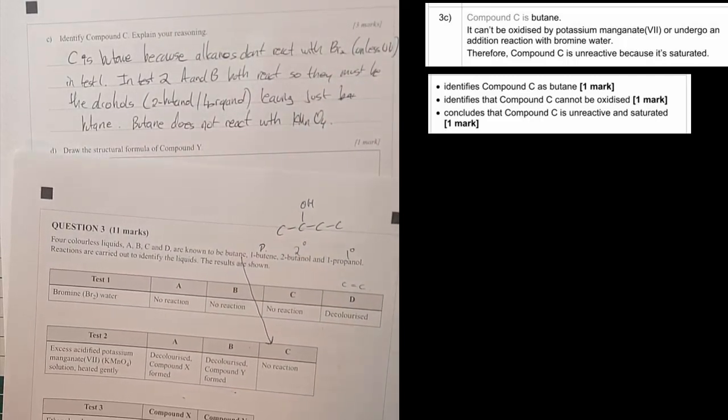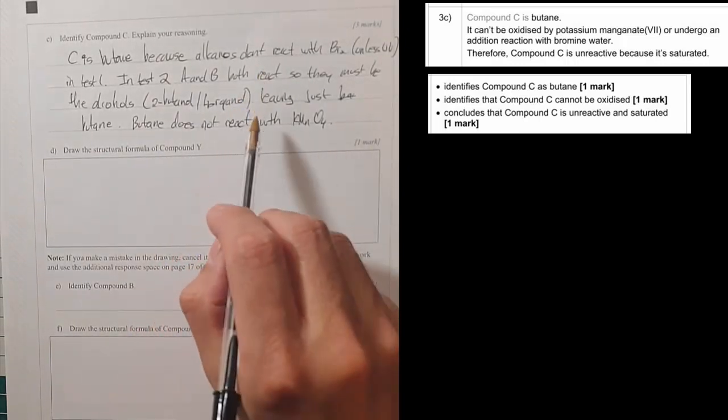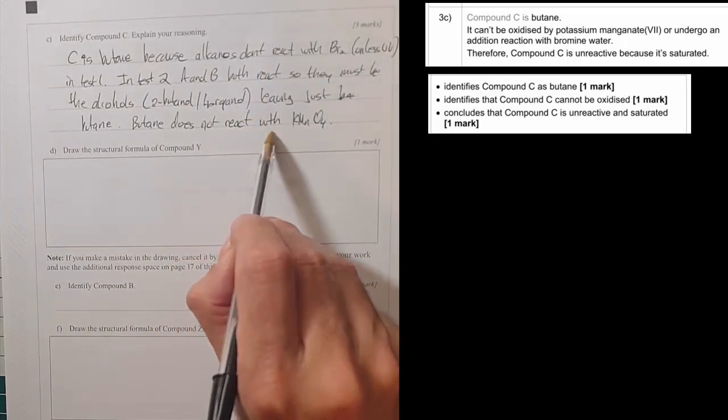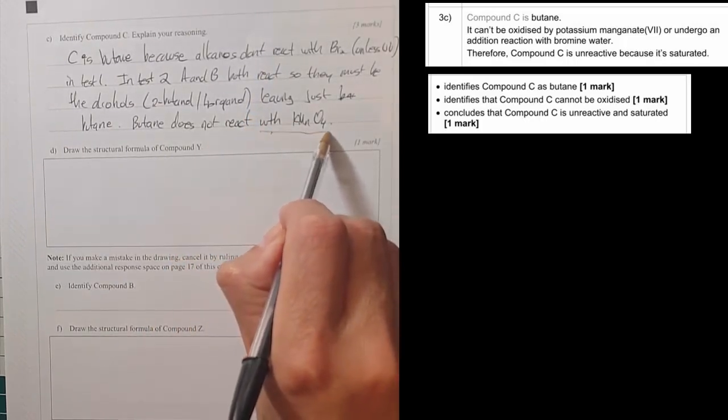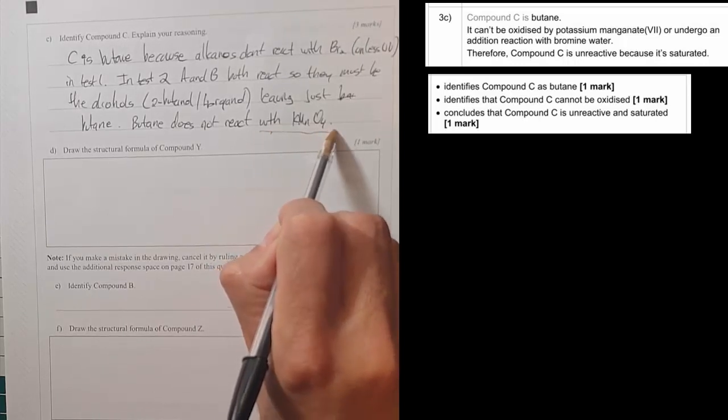Test 3, there's no A, B, and C in that. All right, so how do we go? Let's just go to the mark scheme. Identifies compound C as butane, got that. Cannot be oxidized. Oh, there you go. Do I have to say it can't be oxidized? I did say it didn't react with that. I don't know if they'll give that to me. Concludes that compound C is unreactive and saturated.